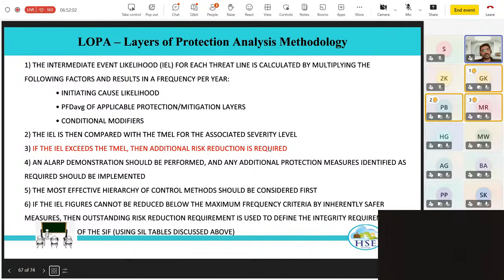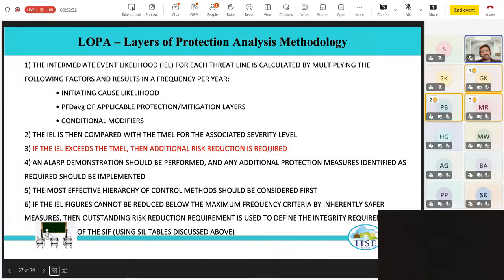So what is the multiplication of these three factors? One is the initiating cause likelihood, then the PFD. Conditional modifiers, we discussed, I think, during the definition time. You were not there, but okay. We will look at these conditional modifiers again when we are in the calculation sheet. Next is the PFD average of applicable protection or mitigation layers. If you see here, they are saying protection and mitigation layers. They are considering mitigation layers also. This client did insist on mitigation layers to be considered also.